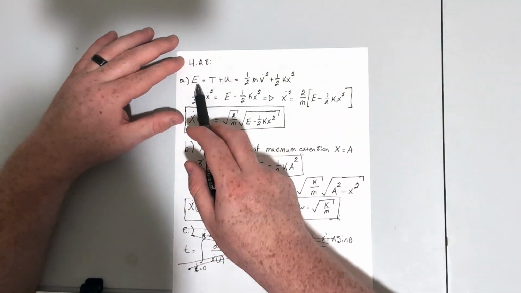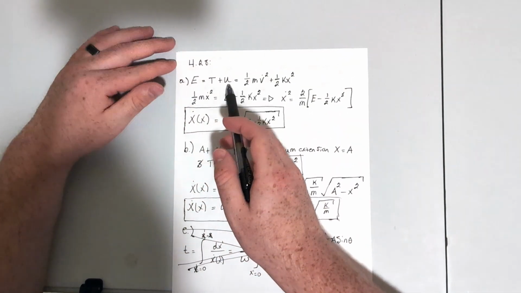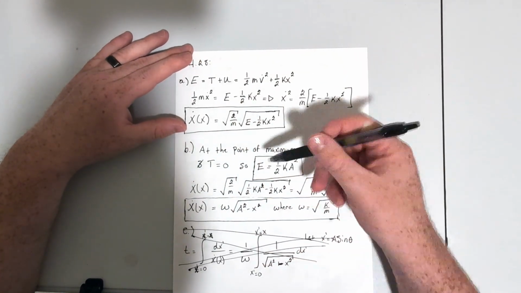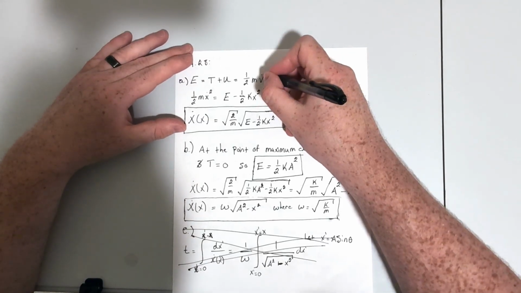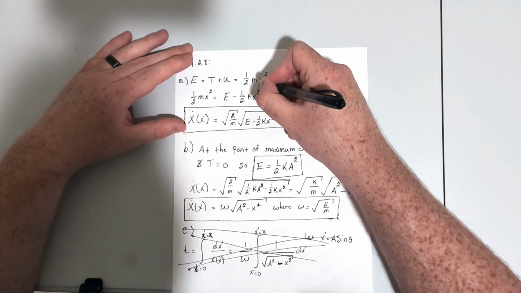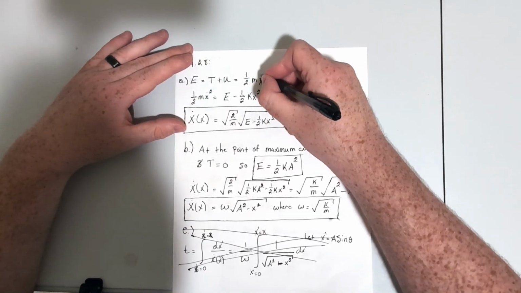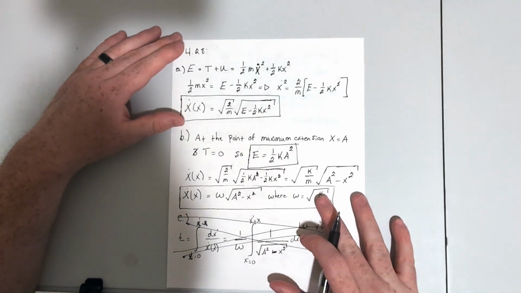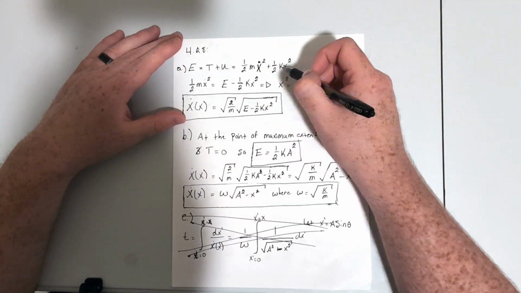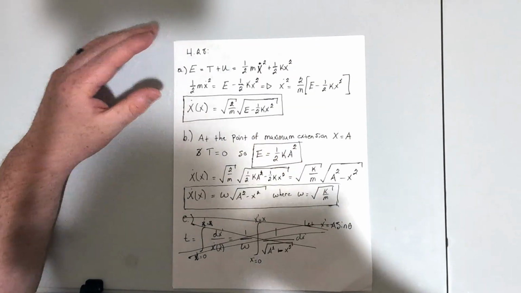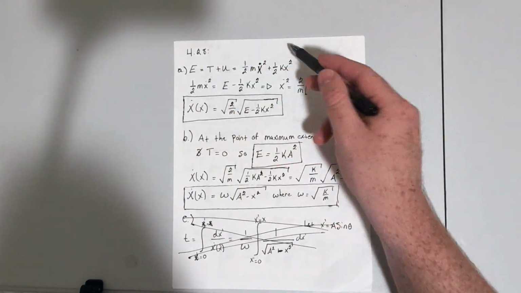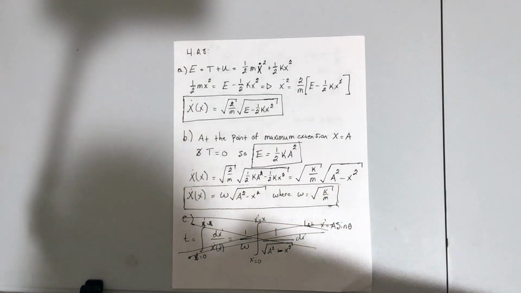So the total energy of the system is the kinetic plus the potential. In this case, the kinetic is going to be 1/2 mv squared. Really, this should be v or x dot. I'm going to make this x dot squared, x dot meaning the derivative of the position, so this is really the velocity. So 1/2 m x dot squared plus 1/2 kx squared, which is the potential energy. At any given point in time, this is the generic total energy of the system.